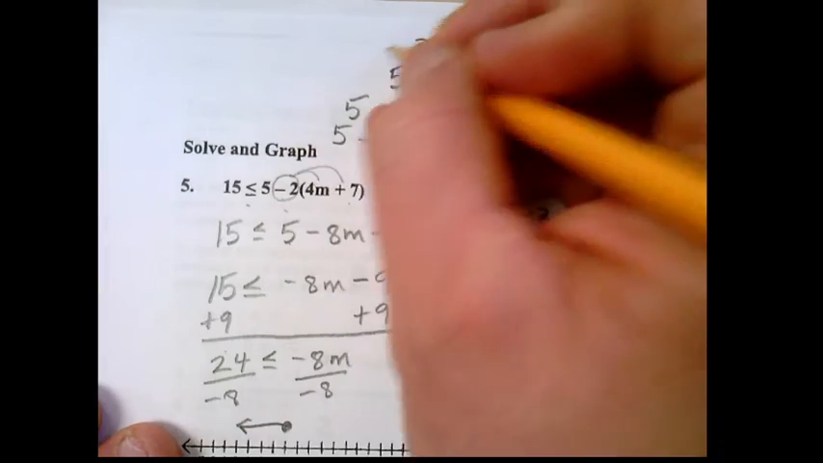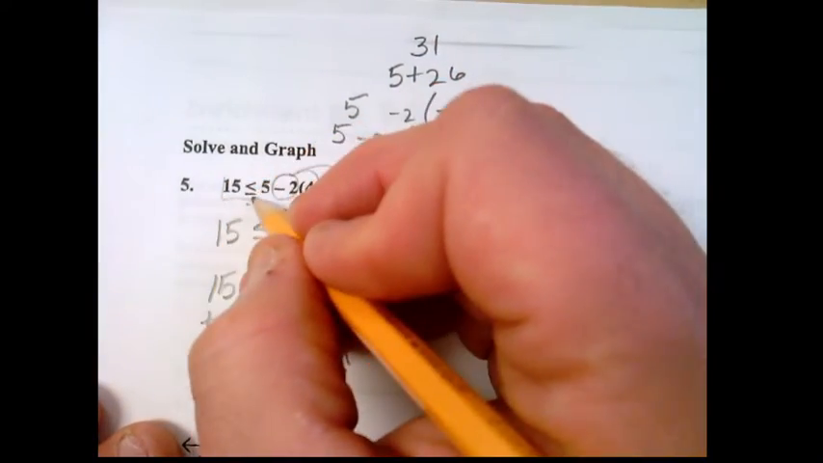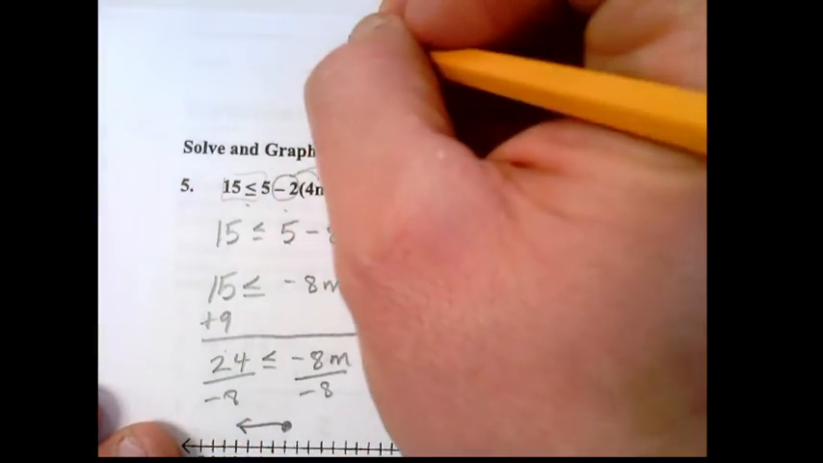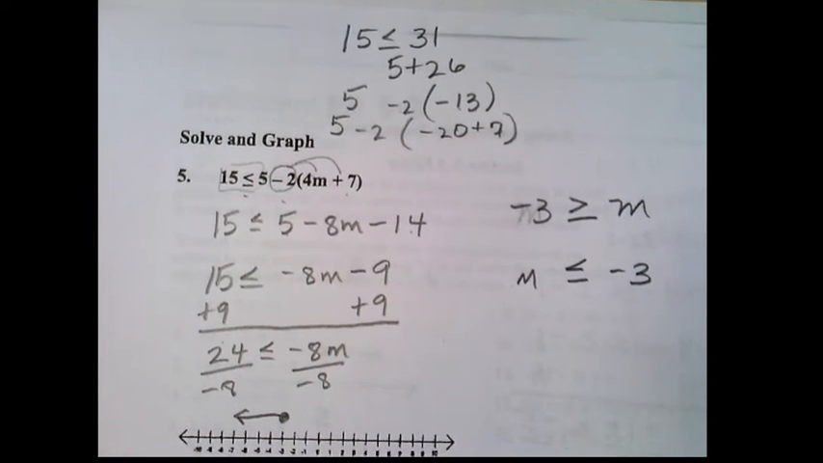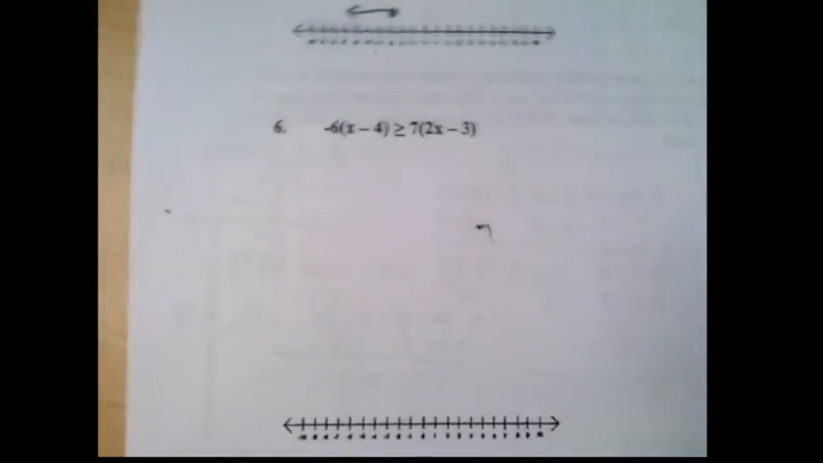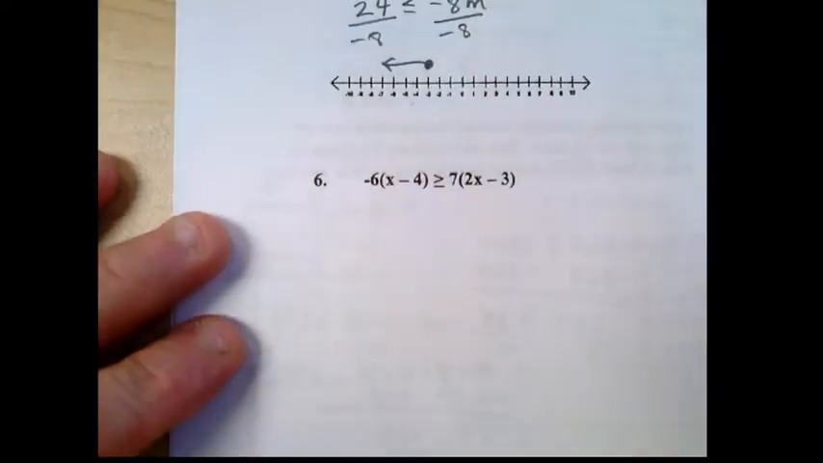Okay? And the other side of this inequality is this right here. 15 is less than or equal to that. And that is true. 15 is smaller than 31. Okay? So again, just picking out a number, plugging it in, making sure that within my range it works. Okay? All right. The last one.